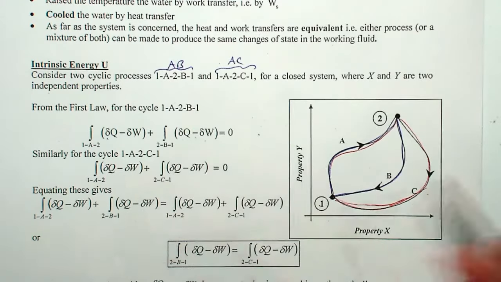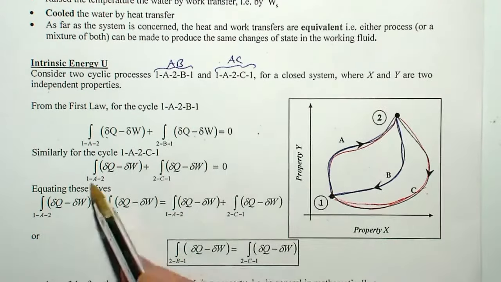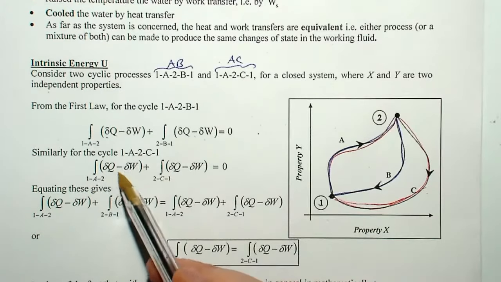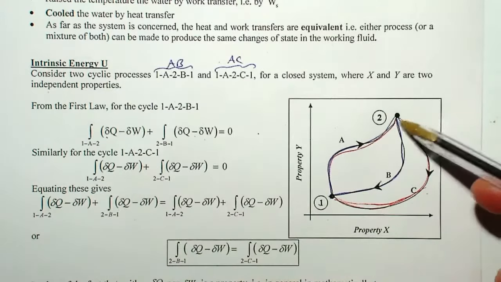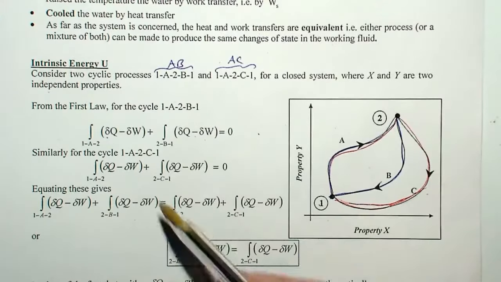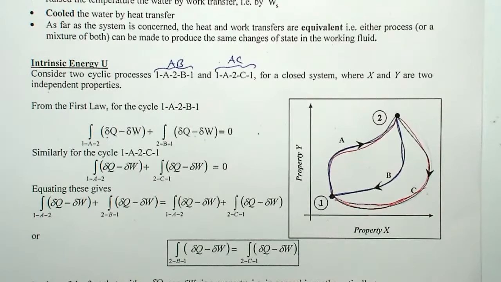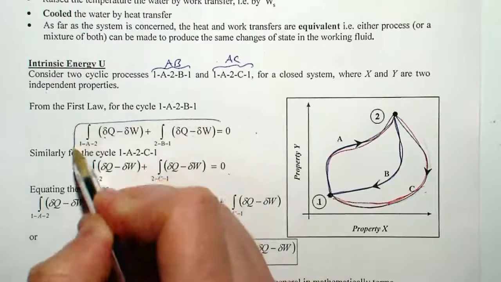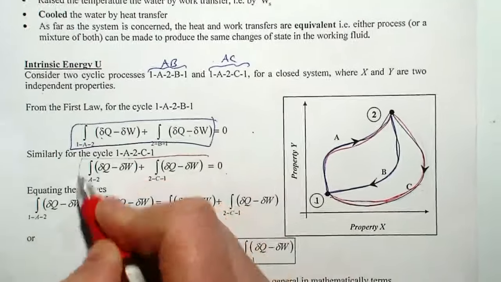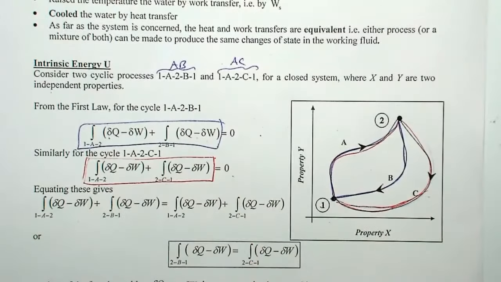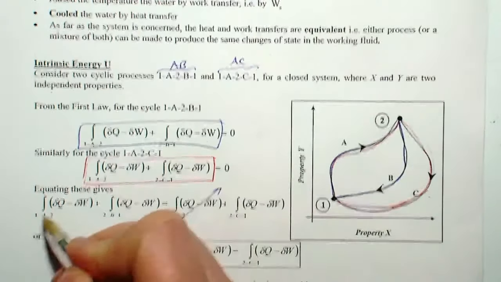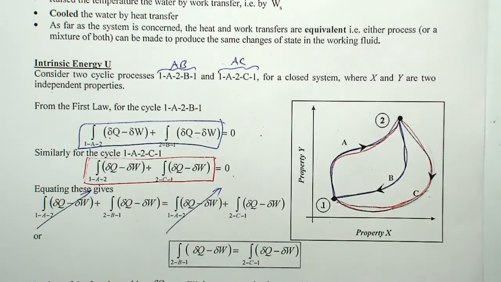I can do exactly the same thing for the red route. So again, exactly the same. Q minus W for 1A2 plus Q minus W for route C, which is 2C1, will be equal to 0. Because the right-hand side of both equations are the same, that means I can set this equal to this. Right? This is exactly what I've done here. I put them equal to each other. As a matter of fact, this will be cancelled. They're equal on both sides.